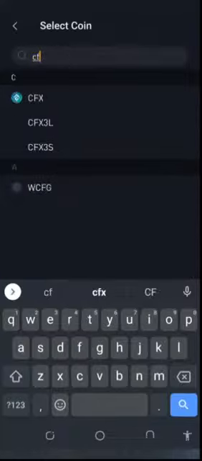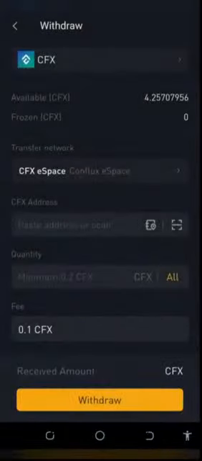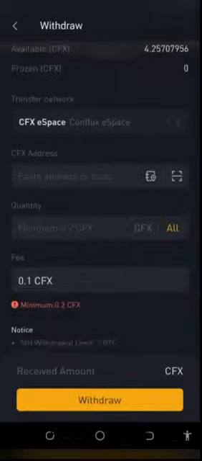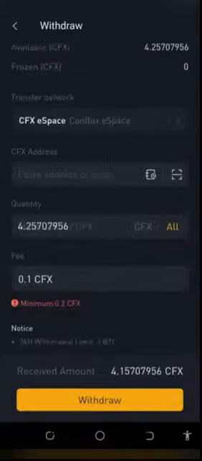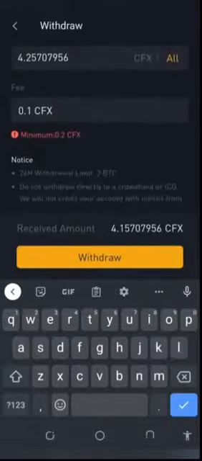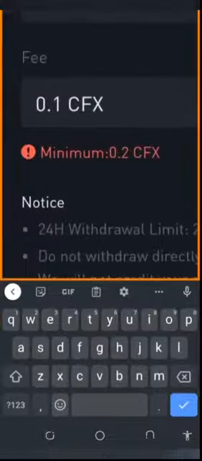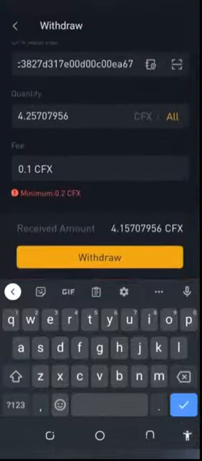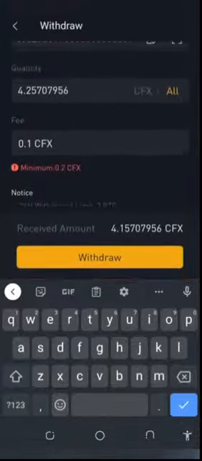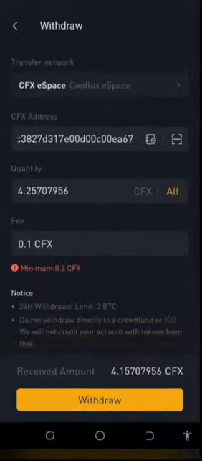So, CFX. Let's see, CFX eSpace, of course. And then let's see what we're putting in here. Available, yeah, everything. Let's see, all, of course. Let's put in the address. Okay, it said minimum. Minimum is what? Okay, minimum is 0.2 CFX. I've done that. Well, maybe just a little warning. Okay, all. And then we go ahead. Everything looks good.